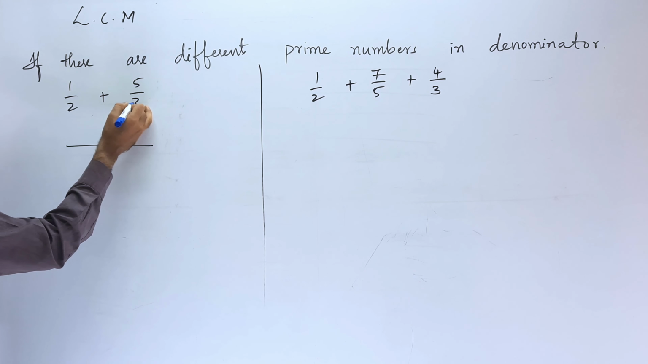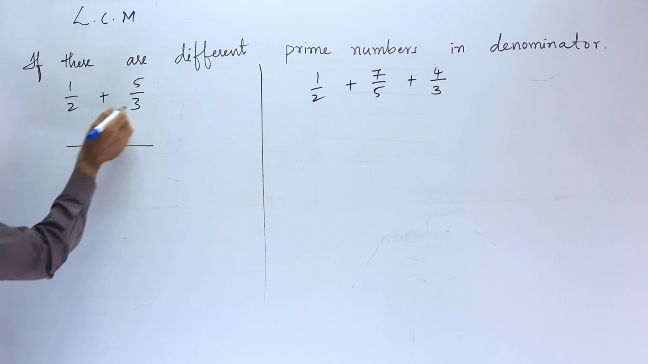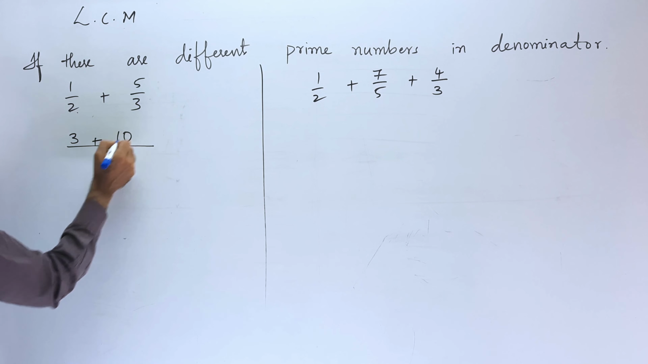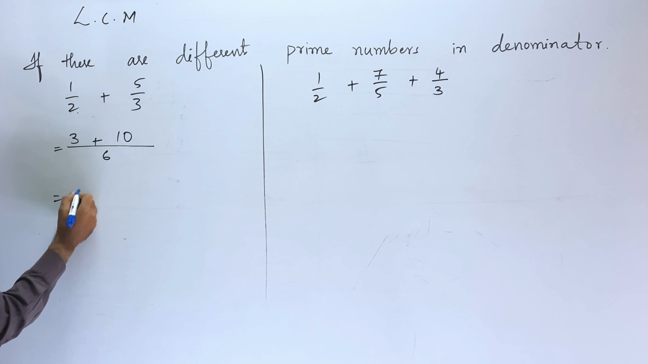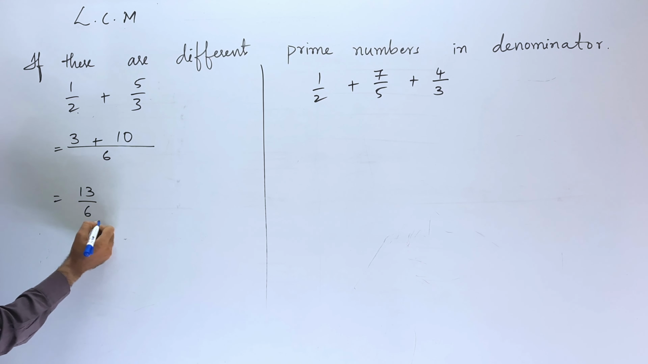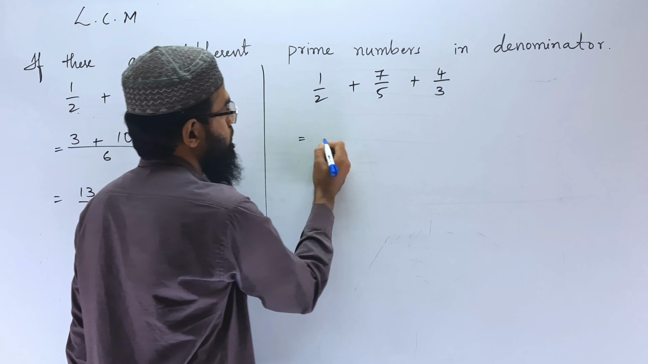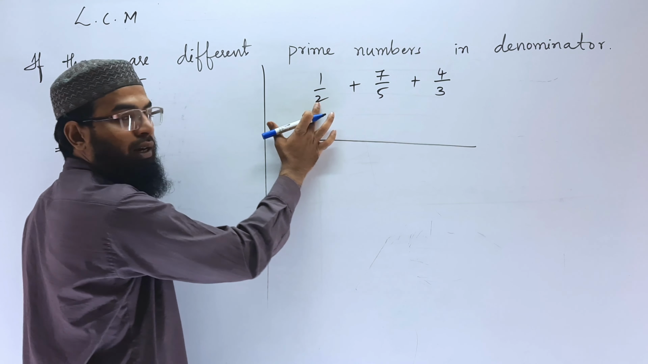2, and we can directly multiply this 3 with 1. 3 ones are 3. 2 5s are 10. So 3 plus 10 is 13 by 6. This is our answer. Next, for this problem, 5 2s are 10.